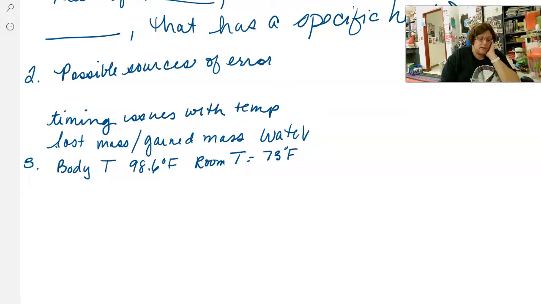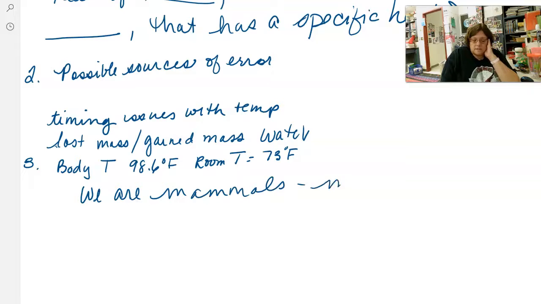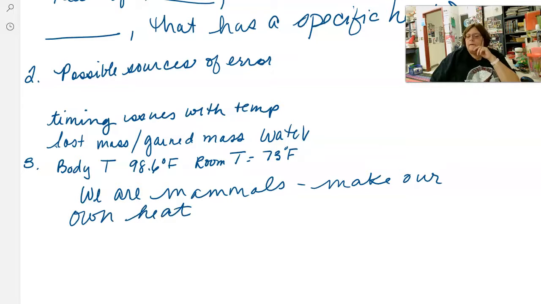Well, the main reason is because we are warm-blooded mammals. We make our own heat. If you have ever watched any of the crime shows, one of the first things they do with the body is they take the internal temperature of it to figure out how long somebody's been dead. Okay? We're constantly making energy, so our temperature is not going to drop to the temperature of the room.